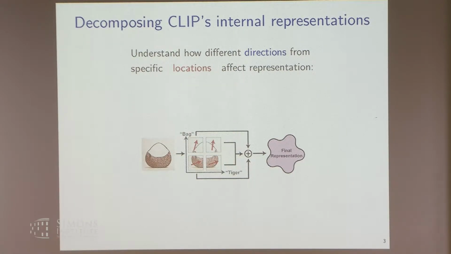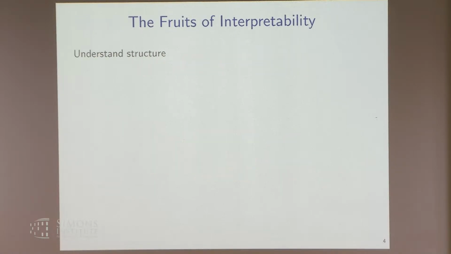Another type of decomposition you might want to be able to do is understanding how different locations affect the representation. So if I'm trying to figure out if this is a bag or a tiger, which parts in the image help me differentiate that? Maybe these straps really tell me it's a bag. But if I look at just this, it could easily be a tiger or a leopard. And this is another type of insight that could be useful to get, that could also tell us if the model is actually attending to the same things we are and taking the same things away from an image that we would take away.